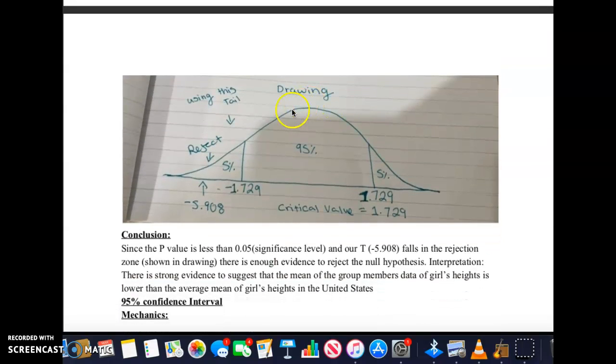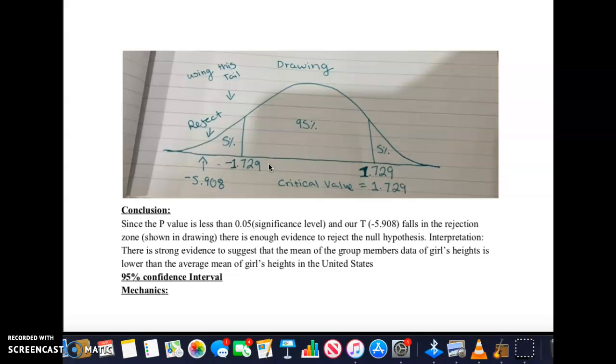This is the drawing we used. We decided to illustrate our t-score within the diagram. Here you can see the 95% in the middle, and then the rejection zone, which shows 5%. We use only this tail to show our values. Negative 5.908, which is our t-value, would be located in the rejection zone because it is lower than our critical value, which is negative 1.729.